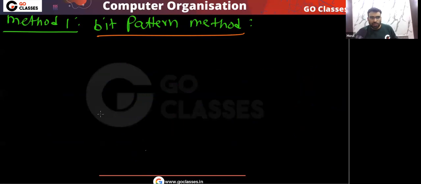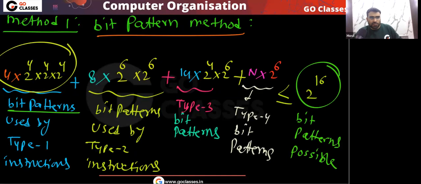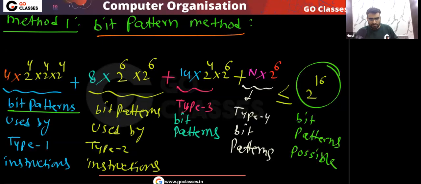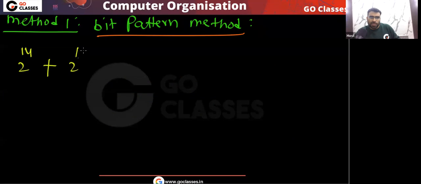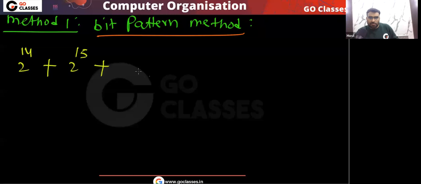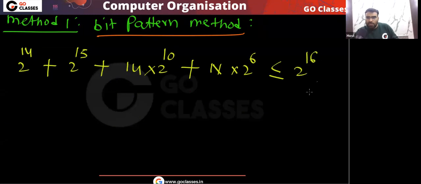Take your calculator and tell me, this will become how much? 2 power 14, yes or no? So it will be 2 power 14 plus, this will become 2 power 15. Plus, 14 into 2 power 10, plus n into 2 power 6. And this entire value is less than or equal to 2 power 16.